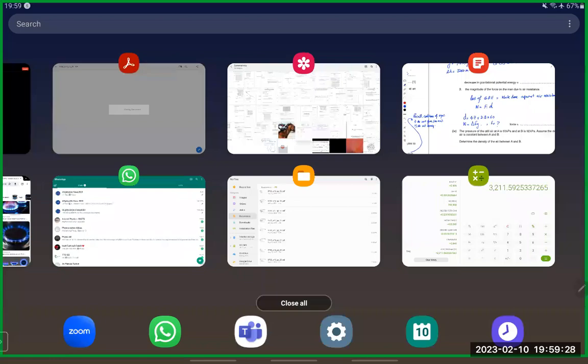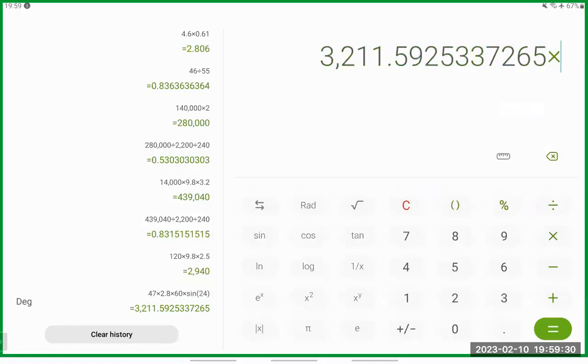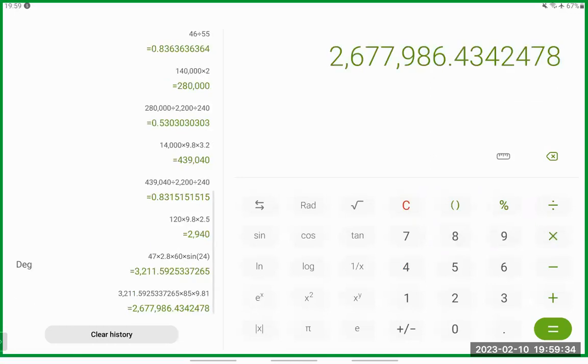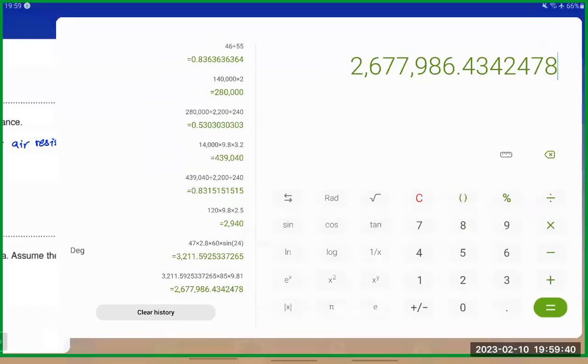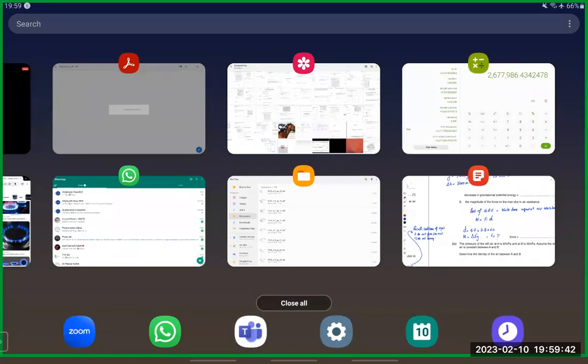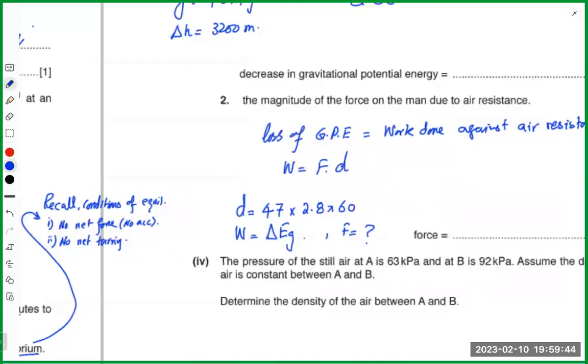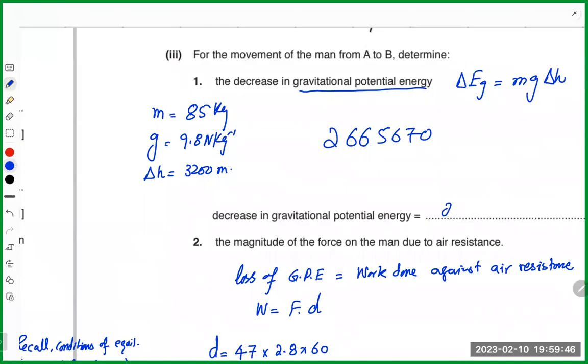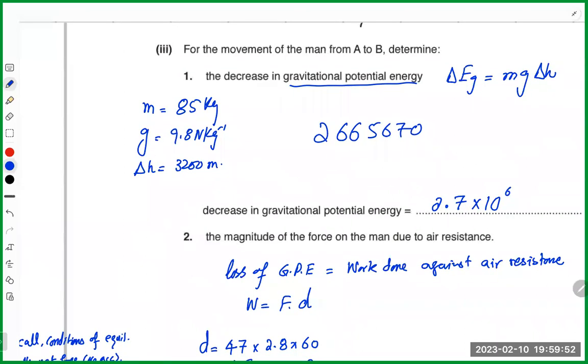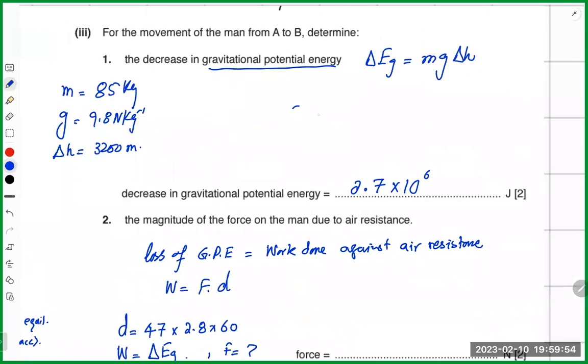Loss of potential energy, mgh, 85 into 9.8 into 3200, is 2.7 million. Okay, 2.7 into 10 to the power 6 joules. Good.